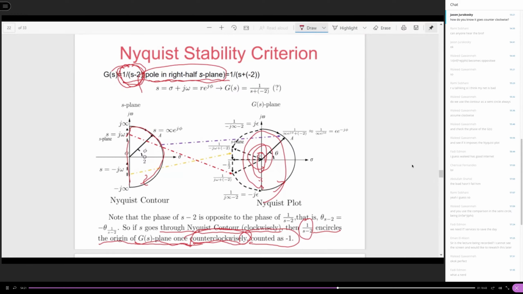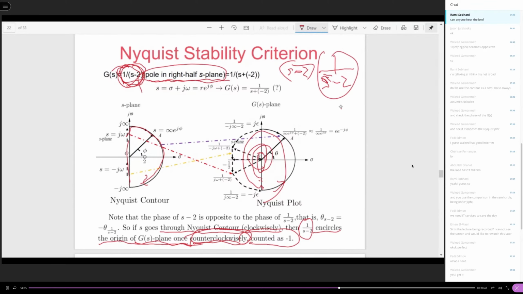Well, you see, Jason, that's a good question. For this one, you have S minus 1 and you have 1 over S minus 2. So if you evaluate this one's phase and that one's phase, they're opposite. You got it? They're opposite. So it is very easy. Yeah, exactly. Because S minus 2 and 1 over S minus 2 is the inverse, right? So you can easily figure out the phase is going to be opposite.